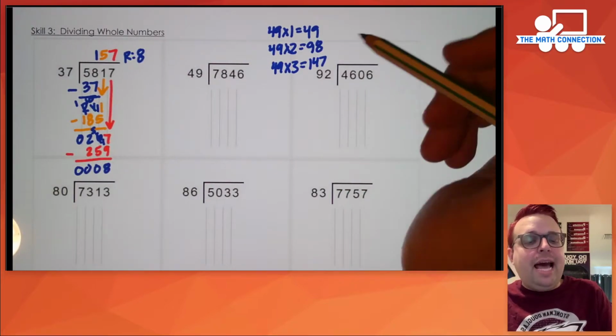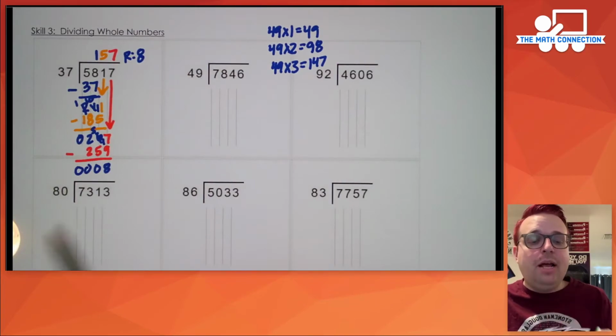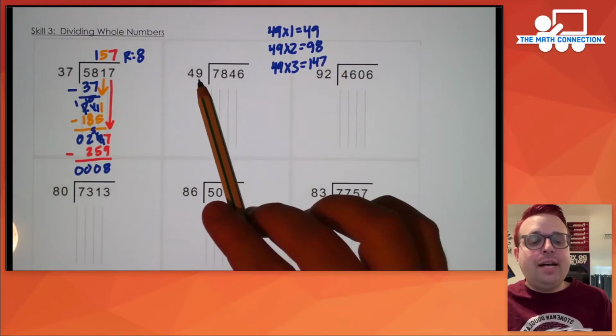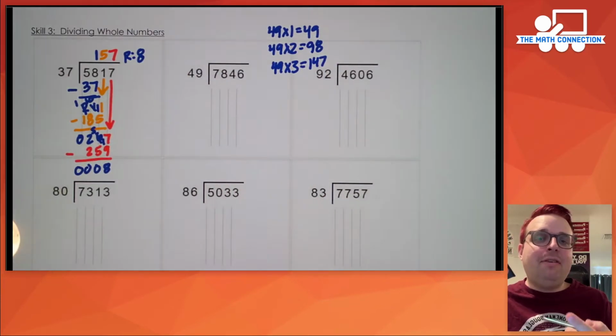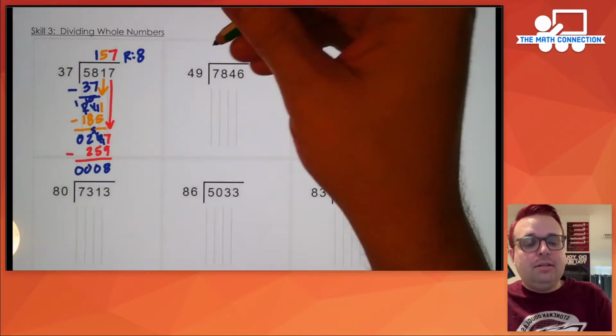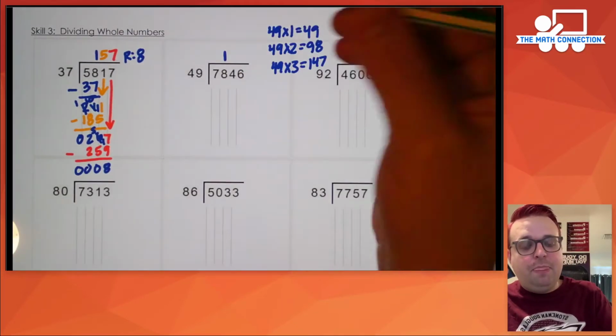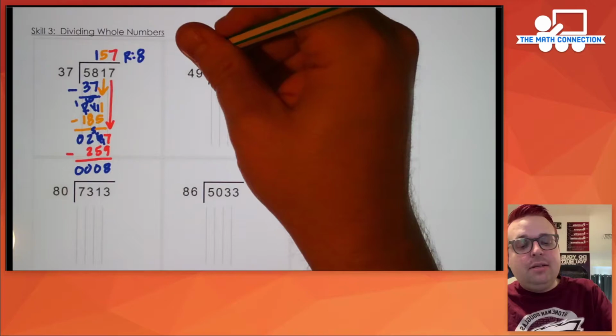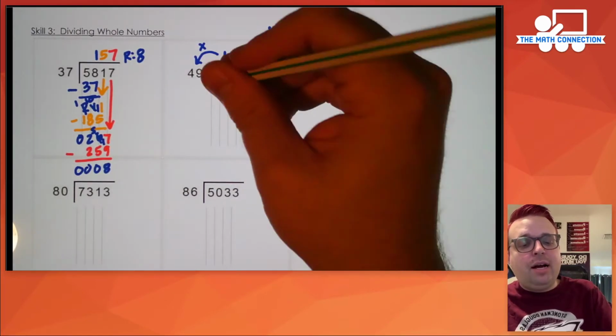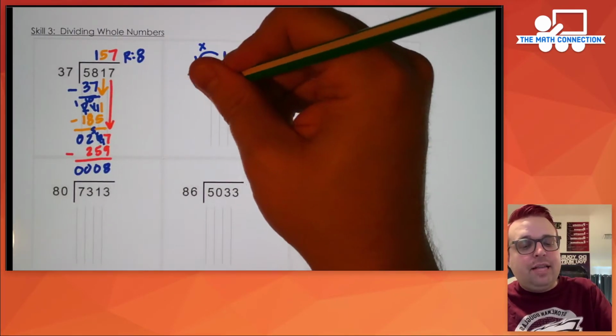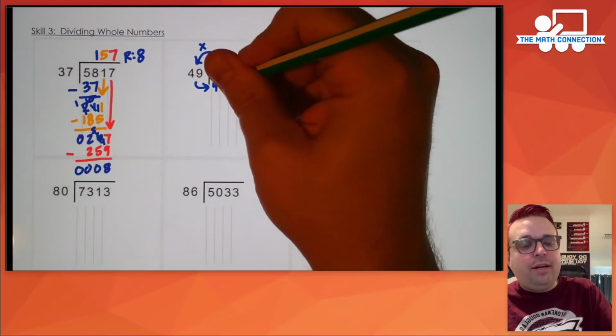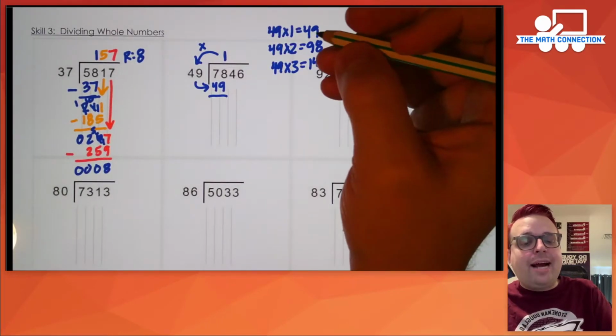We're probably going to need to access more of these as we go on, but it's easy to see that 49 can go into 78 one time. If it was to be done by 2, it would be 98, which is way larger than 78. So the answer would be 1 times 49, that result goes here, is 49. You need to subtract this.